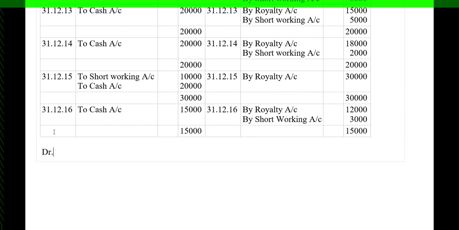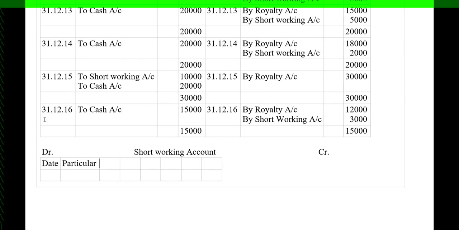We need to prepare short working account. So short working account. So let's take the credit here. So let me insert the table here having 8 columns. So the date, then particulars, then journal folio, then rupees, then date, particulars, then journal folio, then rupees.